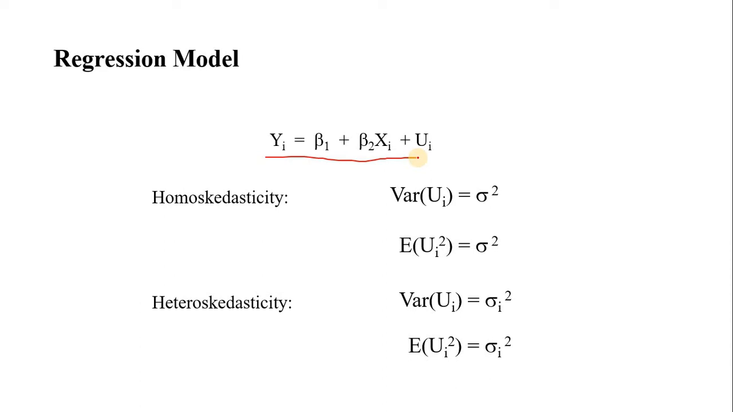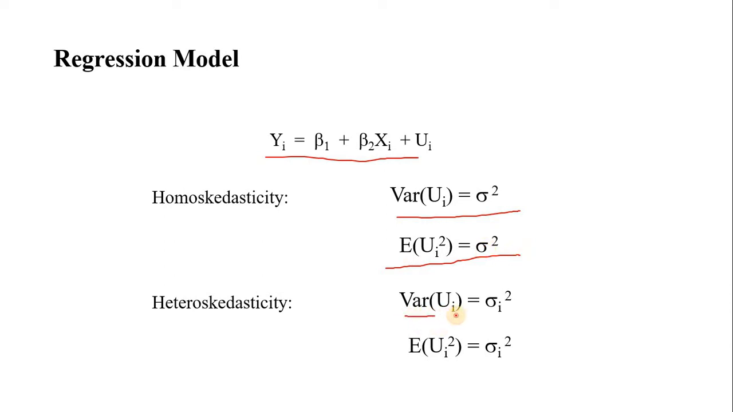Okay, in homoscedasticity what we assumed is that the variance of ui is equal to a constant number. It can also be expressed in terms of expectation: the expected value of ui square is equal to small sigma square. This is the case of homoscedasticity. Then what is heteroscedasticity?